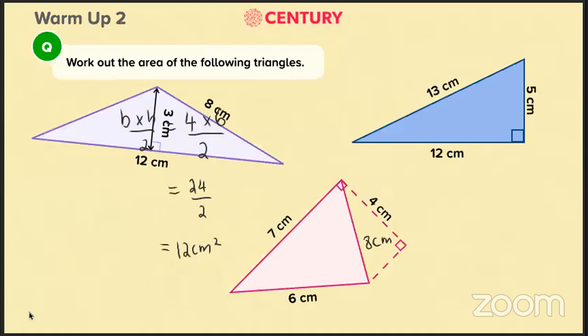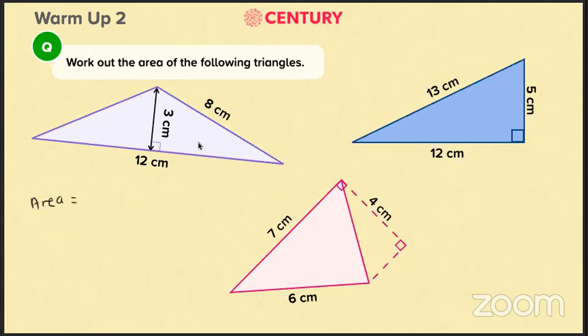Okay, let's try some slightly trickier warm-up questions. So we still have triangles to find the area of, but now we've got a little bit of extra information to deal with. So again, I will do the first one for you, and then you will do the other 2. So here I've got a triangle with 3 measurements. I know I want to find the area, so I know I'm going to start with the formula. Area equals base times height divided by 2.